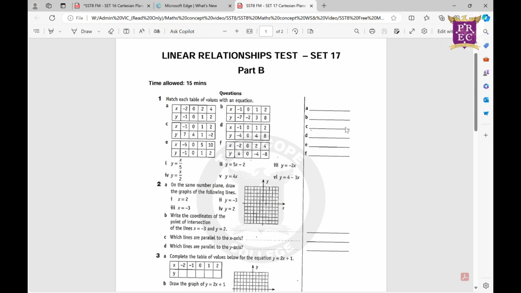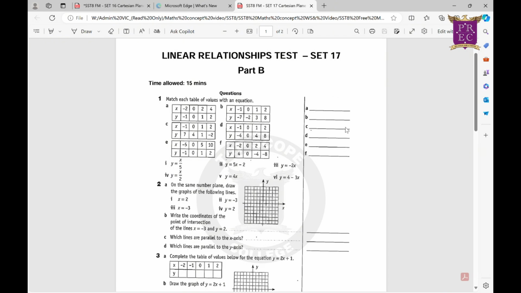Alright guys, today we're doing linear relationships test set 17. This is part B. This test is also 15 minutes, so let's try to do this in under 15 minutes and see how we go. Alright, let's get started. Match each table of values with an equation.